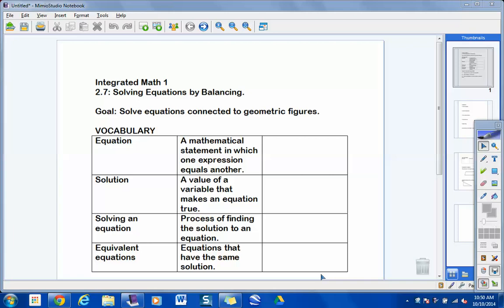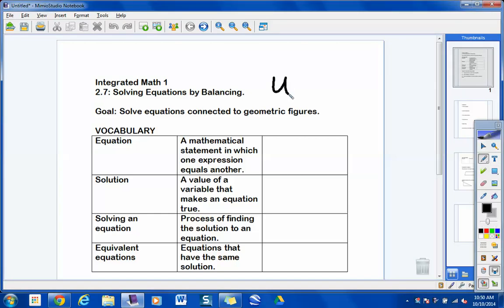So what we want to start looking at today is solving equations connected to some geometric figures by balancing. A lot of what you're going to hear me say today is this phrase: undo stuff. If I start talking about undoing stuff, you're going to hear the word inverse a little bit. And what that simply means is this.